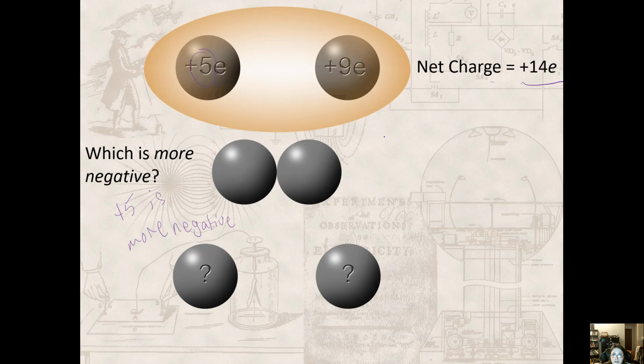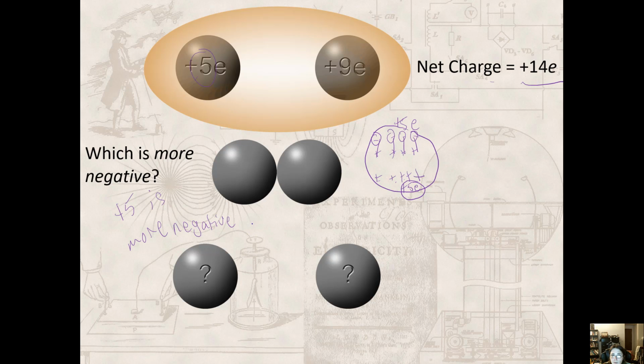Because if you line them up, what you end up with is, this is the plus 5. These cancel out, but then you have 1, 2, 3, 4, 5. And so that's a positive 5. Okay, so it's less negative than the positive 9 elementary charges.